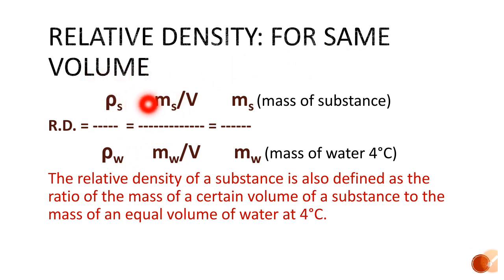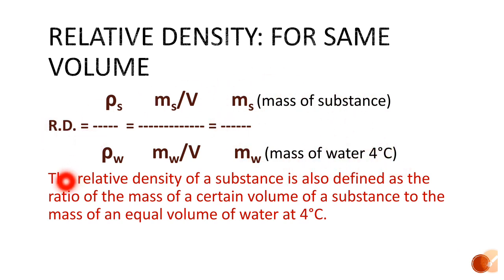So the mass of the substance divided by the volume is the density, and here also the mass of water divided by the volume of the water. The same volume is taken, so this V cancels out, and we get Ms, that is the mass of the substance, divided by the mass of the water at 4 degrees Celsius. So this will give the relative density again.